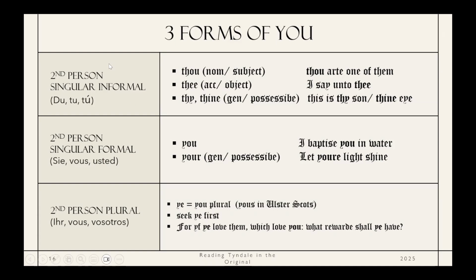And on the left-hand side, I've called them the second person singular informal, second person singular formal, and the second person plural. And I've put examples of how you get similar things in other languages. So I used to live in Germany, and in Germany, you can say du if you know the person well, sie if they're your boss or you don't know them well, or ihr if there's a lot of people. And in French, you have tu and vous, and in Spanish, you have tu, usted and vosotros. So this phenomenon appears in other European languages. It's just been largely lost in English.